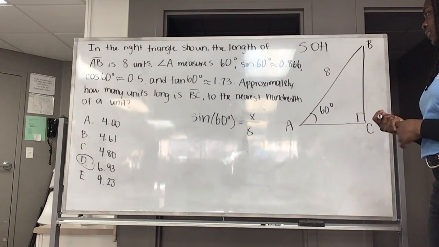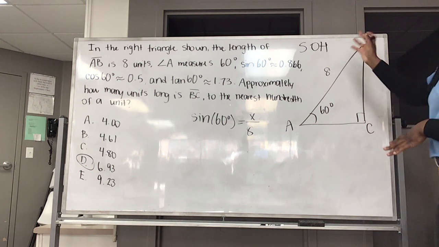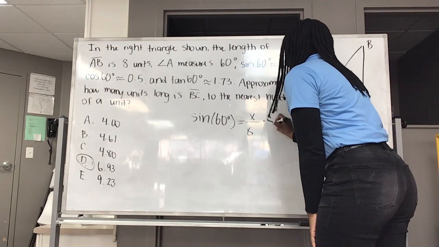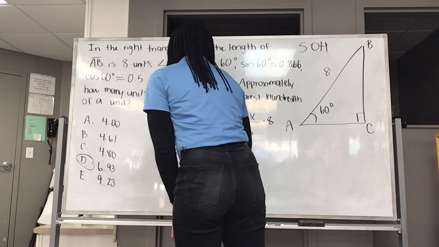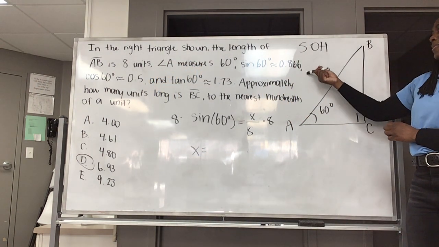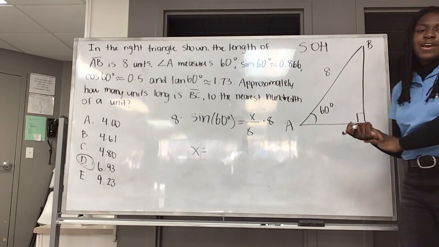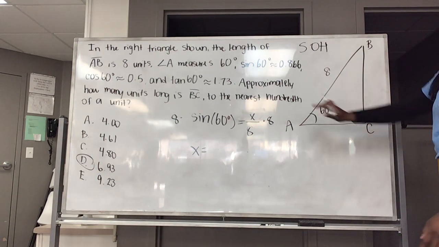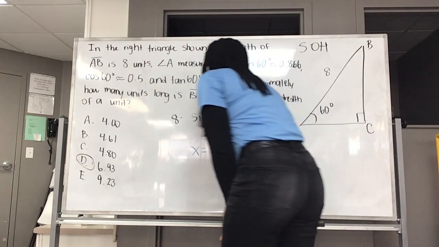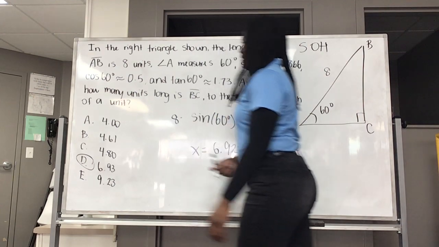Okay, so if we look at the problem closely, they actually told us, oh wait, let me multiply my 8 over first. So times 8, times 8. So x should be equal to 8 times sine of 60. And if you look at the problem, they actually told us that sine of 60 is 0.866. So what you're just going to have to do in your calculator is 0.866 times 8. And then you should get 6.928, which rounds to 6.93.